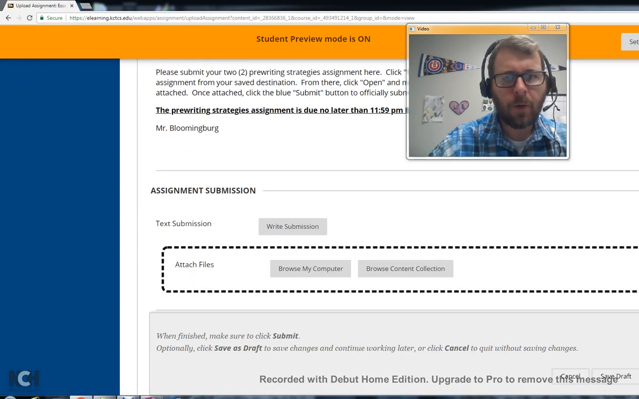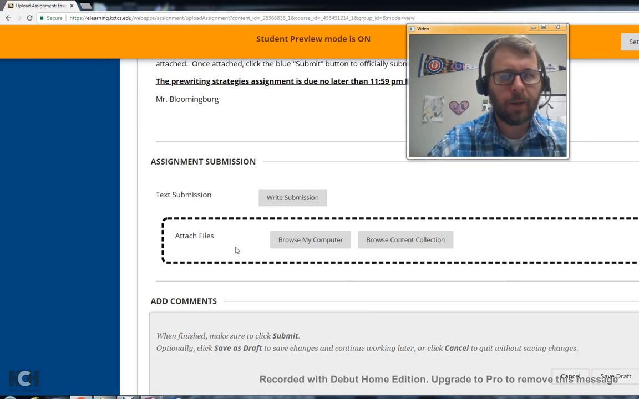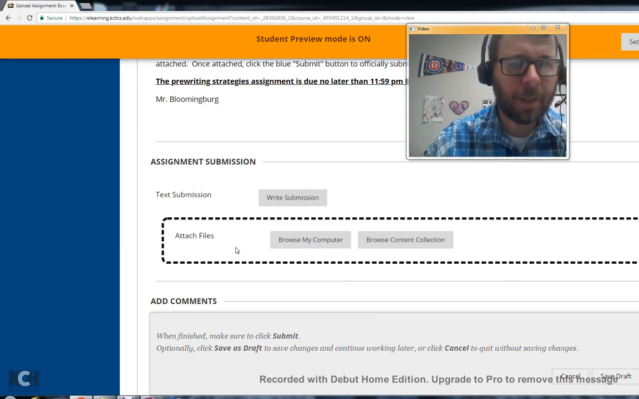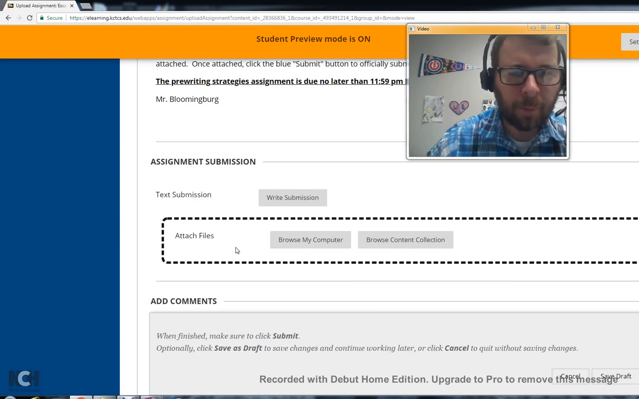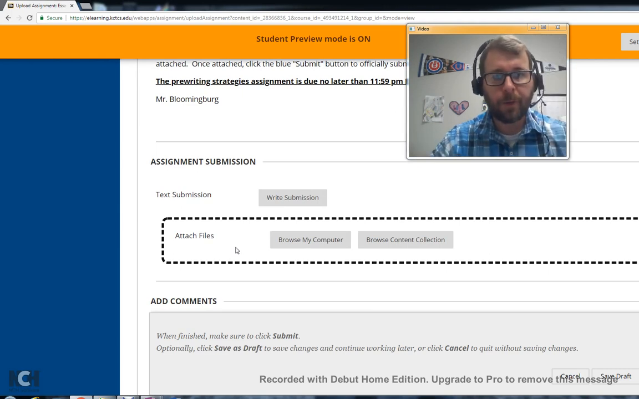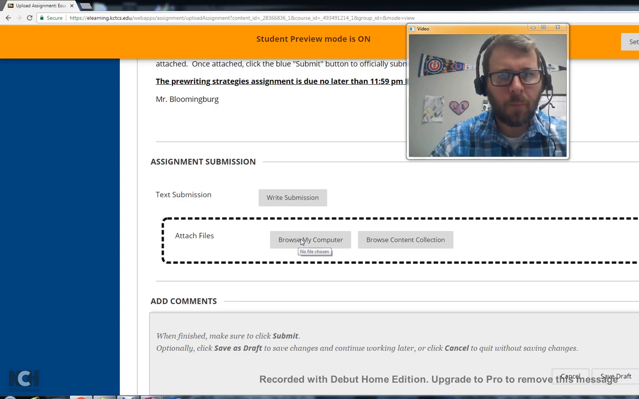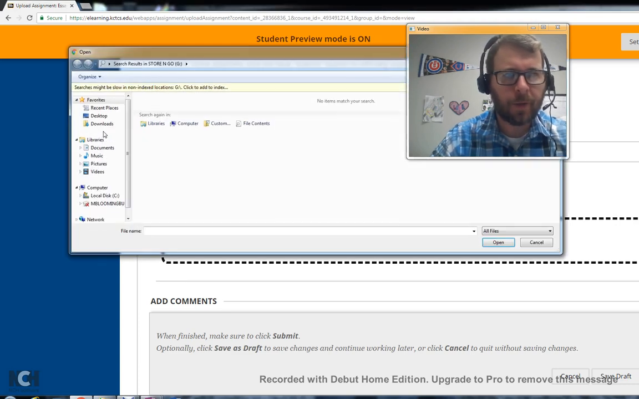And what you're going to want to do, once you complete your two pre-writing strategies that you've typed, is save it either to a flash drive, your computer, OneDrive, whatever works best for you, and go down where I'm wiggling my cursor to browse my computer. And you're going to click that to pull up the file. So I'll do it just so you'll see what it looks like.